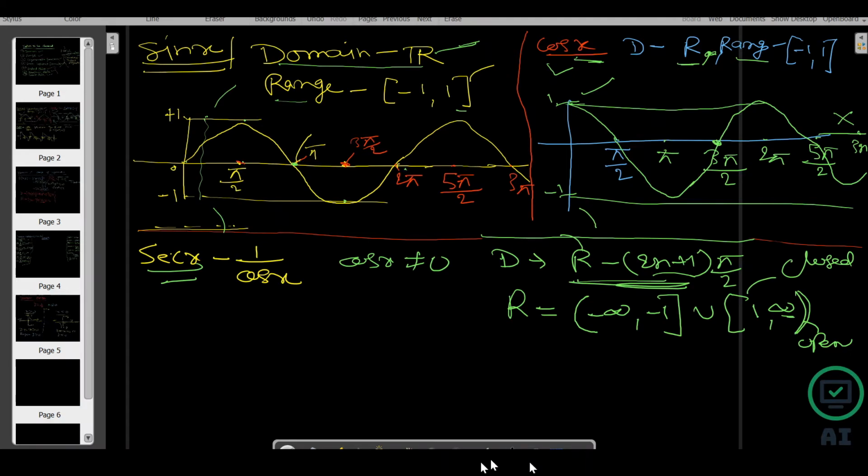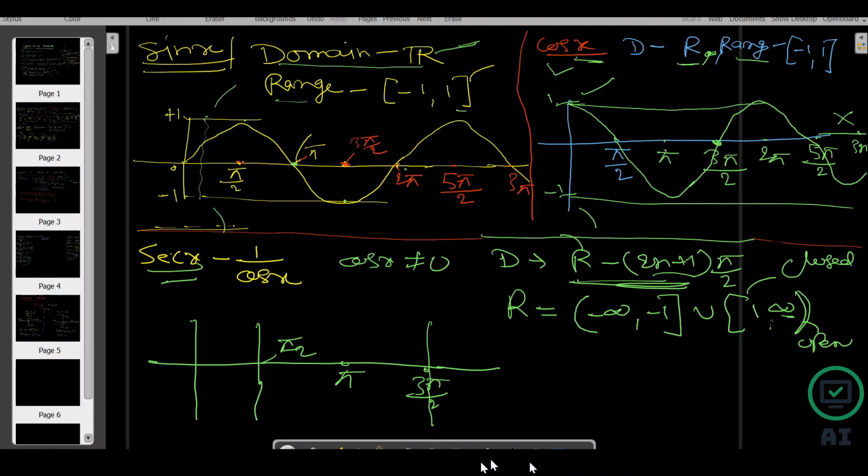So what is the graph of this? If you take this graph, this is pi by 2, here pi, 3 pi by 2. You can see here the domain is R minus (2n plus 1) pi by 2. So wherever the cos x is 0, it is not defined, and the values are minus infinity to minus 1 and plus 1 to plus infinity. So this will be like this, it will never meet at this point at pi by 2, because at pi by 2 cos x is 0. Similarly here on the minus side also, so this is minus 1, this is 1.